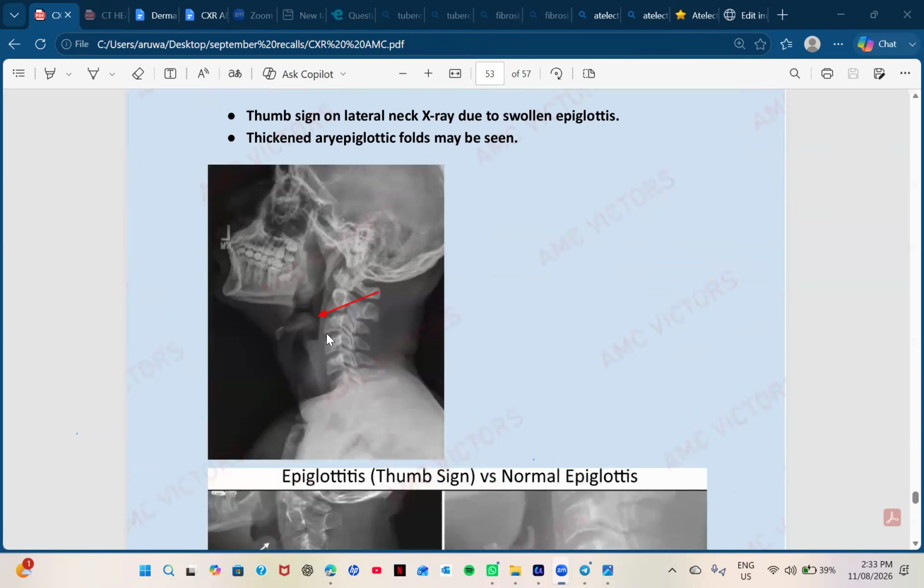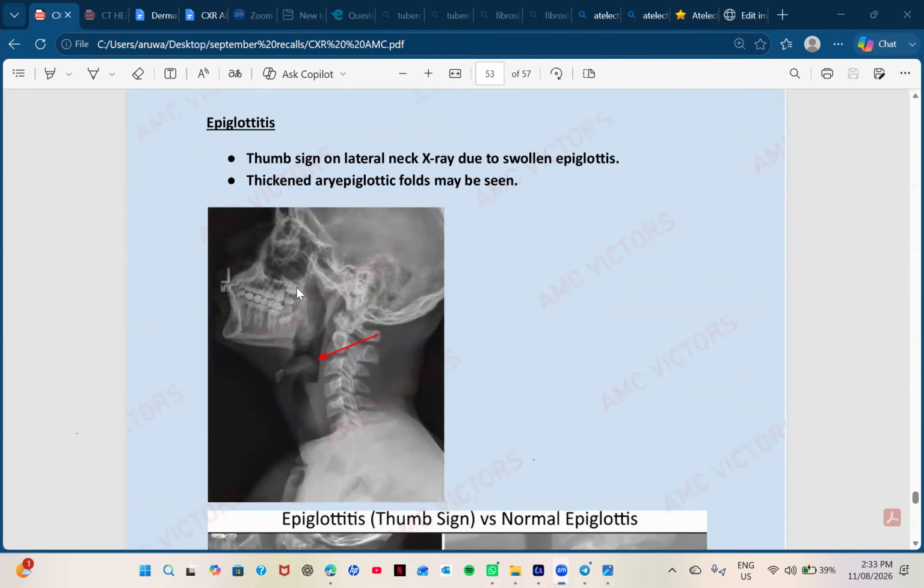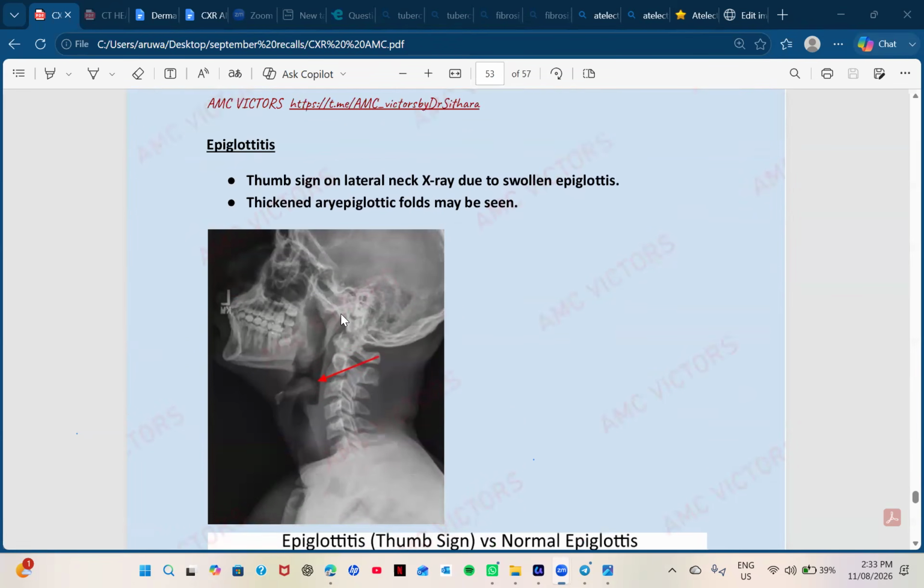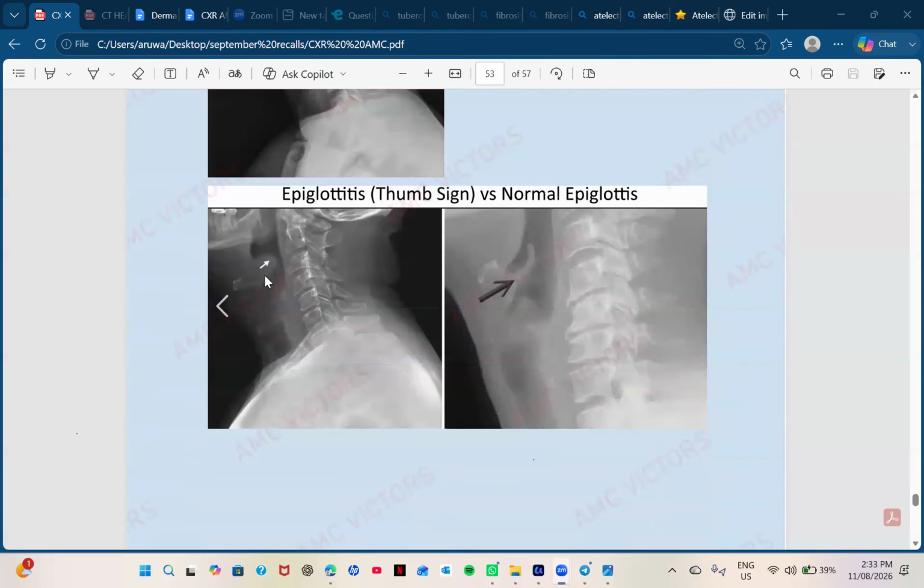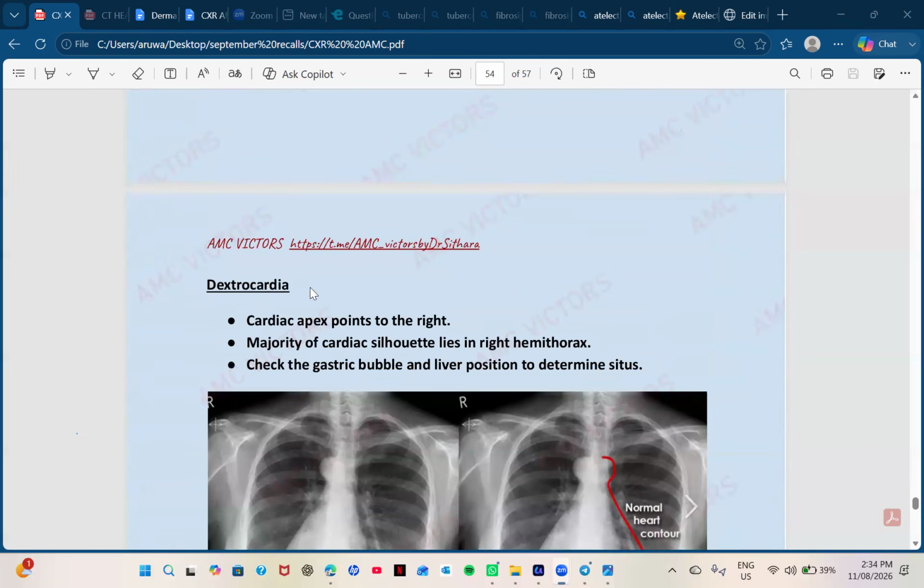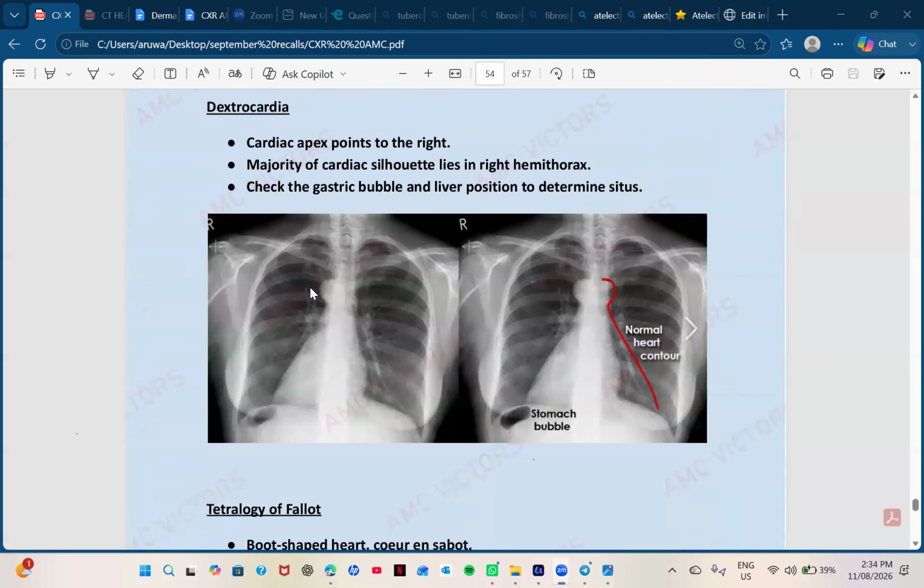Epiglottitis, what you can see is the thumb sign, right? Doctors, the thumb sign. Can you see it's like a thumb, right? You can see the swollen epiglottis. The swollen epiglottis appears as a thumb sign, right? You can see that it's inflamed. So, thumb sign.